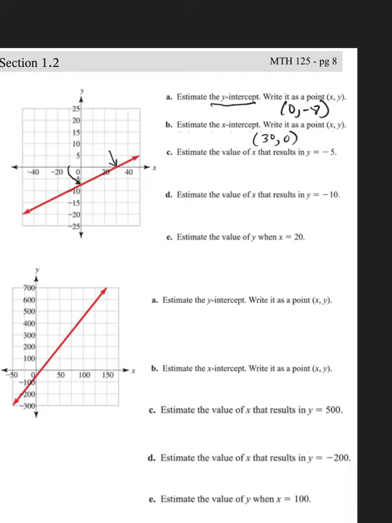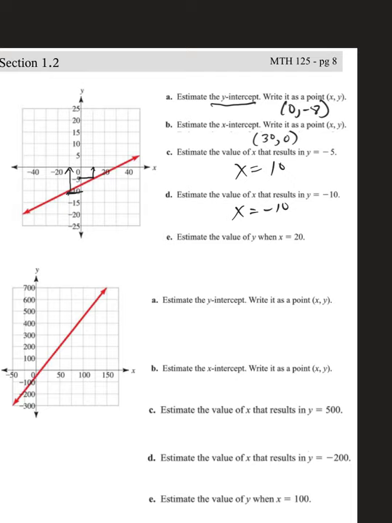The next question on here is asking about estimating the value of x that results in a value of y being -5. So y is -5 here. If I follow this over until I hit my line and follow it up, when x equals 10 is when y equals -5. Estimate the value of x that results in a value of y being -10. That's right here is where y is -10. So I have to follow over until it hits my line, follow it up. It looks like -10. When x is -10, y is -10.